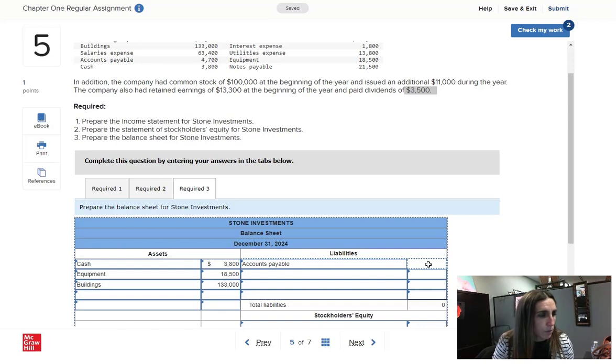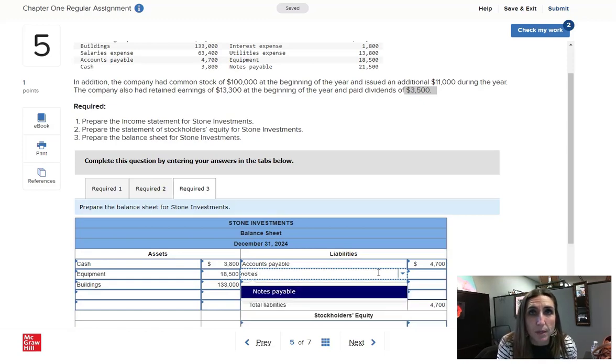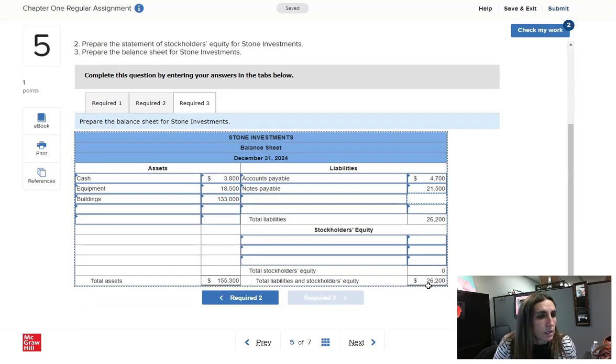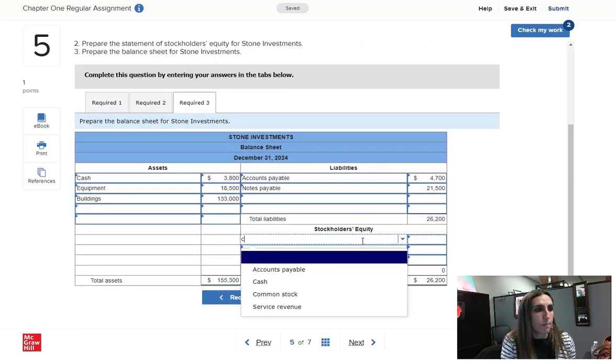Again, we typically order those in current and long-term. Accounts payable is current or short-term. It's stuff I have to pay within the next 30 to 60 days. Notes payable is like a loan. It's long-term.